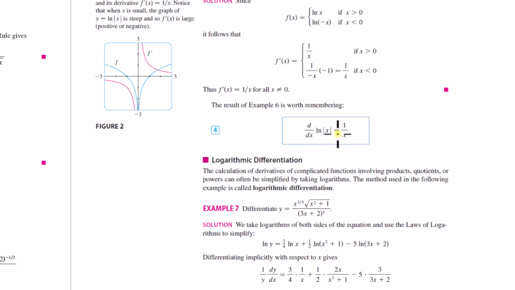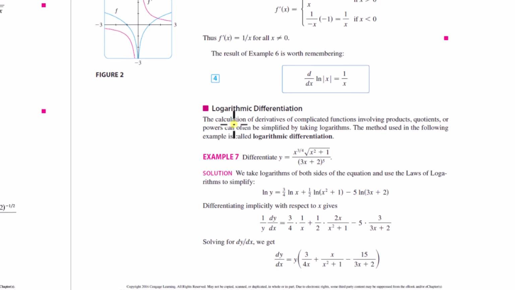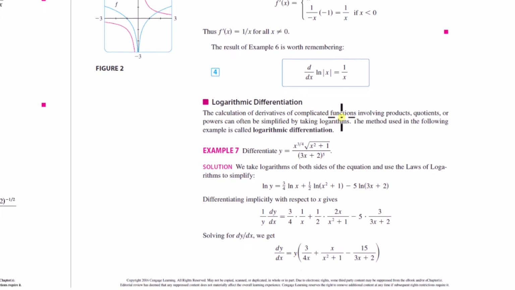Logarithmic differentiation. The calculation of derivatives of complicated functions involving products, quotients, or powers can often be simplified by taking logarithms. The method used in the following example is called logarithmic differentiation. You can use logarithmic differentiation if maybe it's the only way you can find the derivative, or maybe it just makes the derivative a lot simpler. So they give an example here. You could find this derivative using methods we already have learned. The quotient rule here, and then you'd have to use the product rule for this top derivative, in combination with the chain rule.